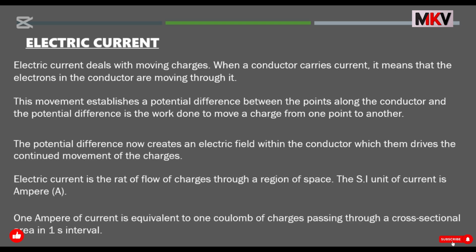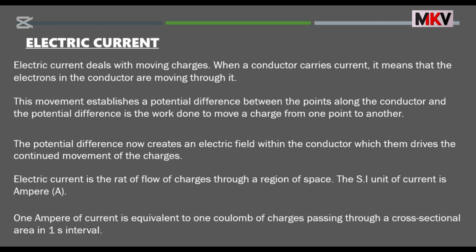Now the potential difference creates an electric field within the conductor, which then drives the continual movement of the charges. So after the potential difference is established in the conductor, an electric field is also created. And this electric field helps to drive the continual movement of the charges, helping to hold up the current flow in the conductor. Now, electric current is the flow of charges, or the rate of flow of charges through a region of space.